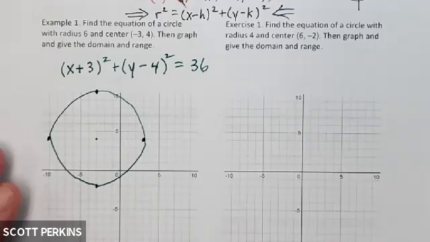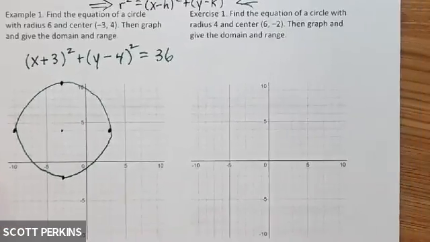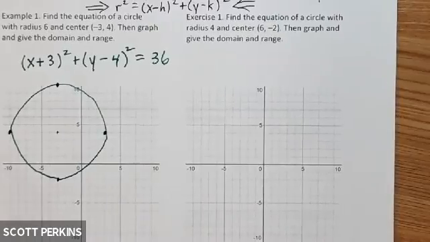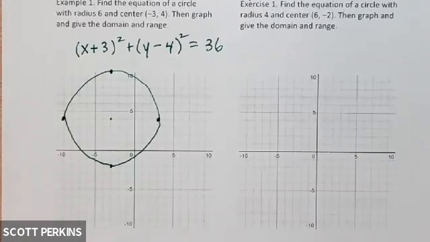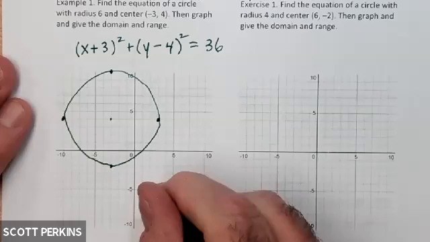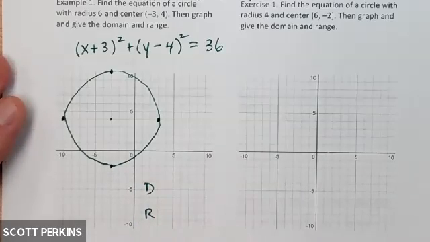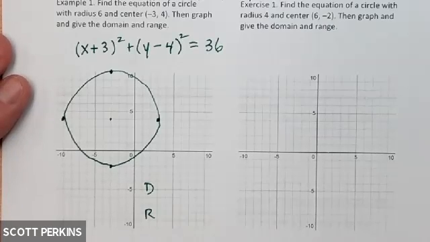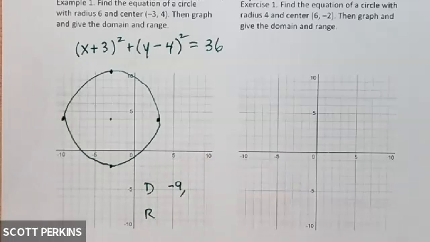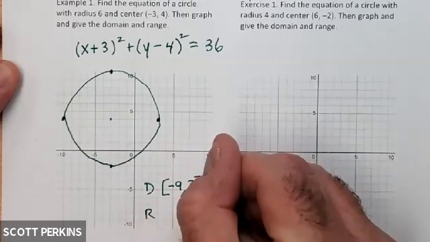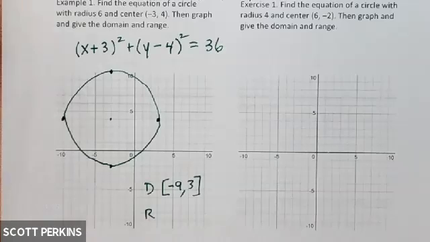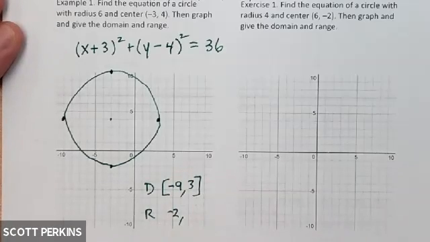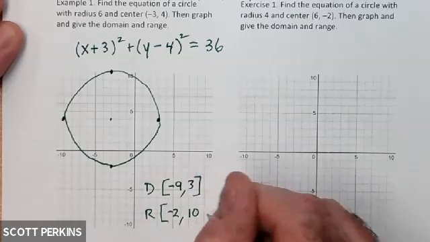All right, so right next door is exercise 1. It's asking you the same thing. You're given the radius. Oh, I didn't do domain and range. Pardon me. I always forget something. So the domain, my x values, left and right. What's the furthest left? What's the lower bound of my domain? Yep, -9, indeed. And what's the furthest to the right this goes? 3, perfect. And then the range: the furthest down this goes is -2, the furthest up this goes is 10. There's my domain and range.